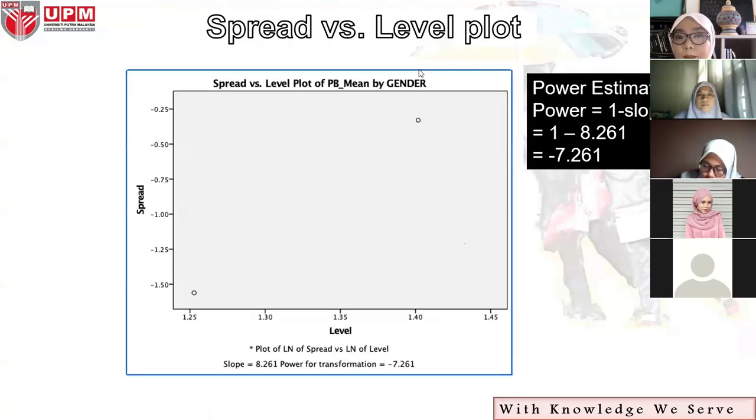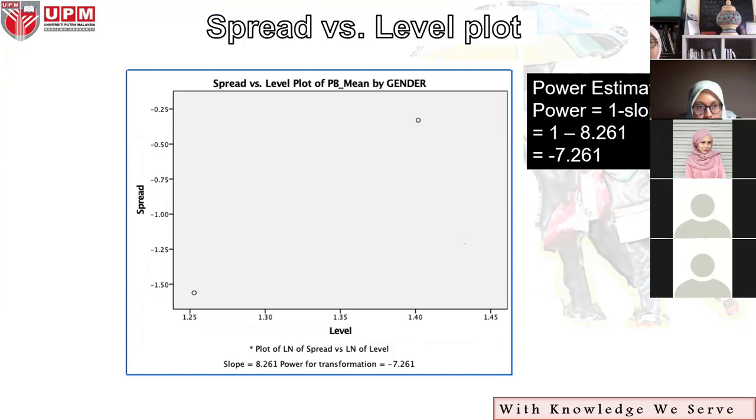Okay, so did you get the spread and level plot of PB mean? Dapat tak? Okay, so from this plot, refer to this one. The slope equals 8.261. Power for transformation equals -7.261.